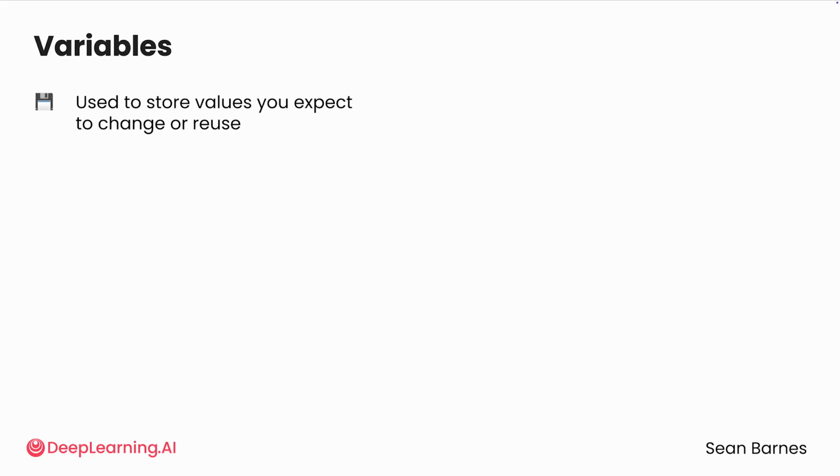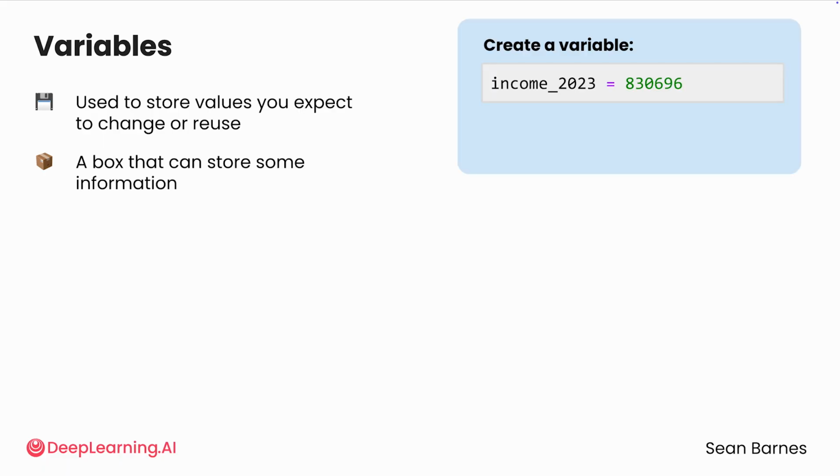Variables are used to store values, in particular values that you expect to change or reuse. You can think of each variable as a box that can store some information. When you create a variable, two things happen. You declare it, choose its name, and assign it, give it a value. You declare a particular variable only once, but you can assign it a new value as many times as you like.